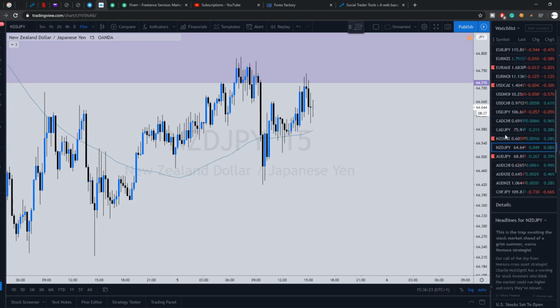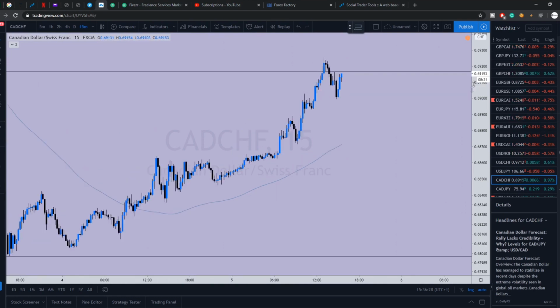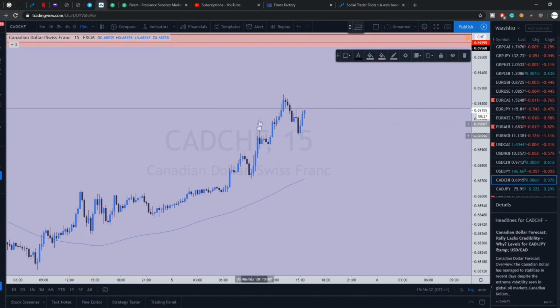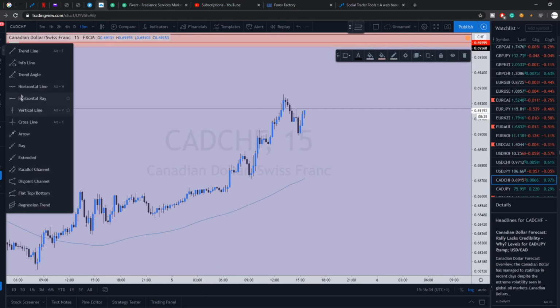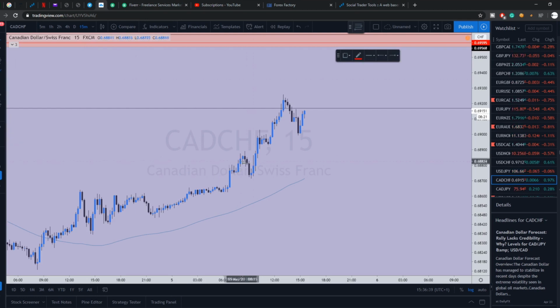So I'm gonna pick another trade at random, right? So this could be a potential trade as well. CAD-CHF, as we said, we were gonna go over this, right? So what did we have? Clear higher highs, higher lows, kind of price action that we were obviously looking for. Take the brush tool. So higher high, higher low, higher high, higher low, higher high.